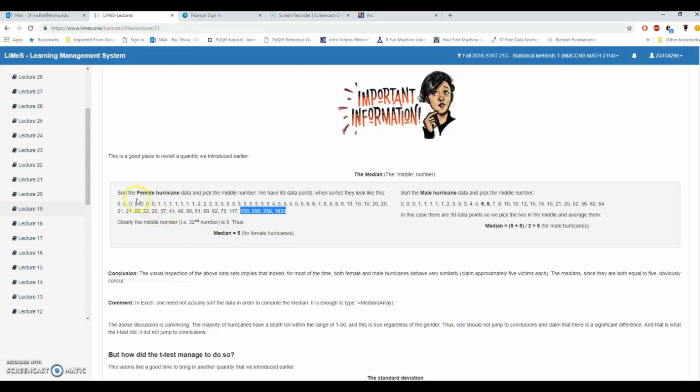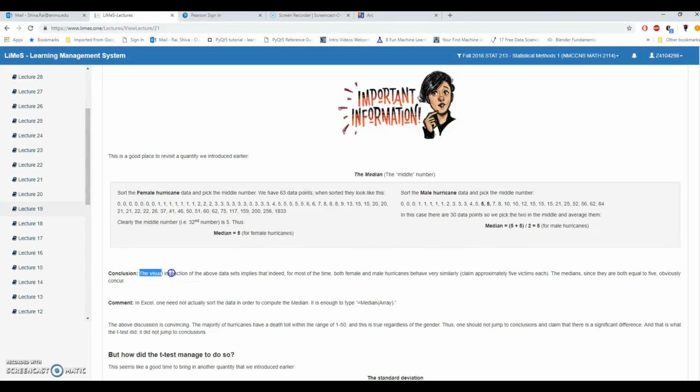Here you can see that if you sort the female hurricane data and pick the middle number, we have 63 data points. When sorted in ascending order, they look like this, and the 32nd is the middle number, which is 5. So the median is 5. For male named hurricanes, these two are the middle numbers and their average is 5. So the median is the same for both.